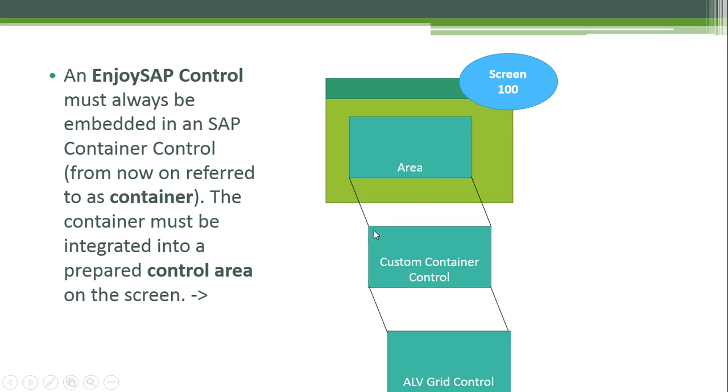We define that area by placing a custom container control, or a container, in the screen painter. You have to open the screen painter and place a custom container control. And inside that custom container control, we're going to place an ALV grid control using the corresponding class. So let's log into the system and create a container control.